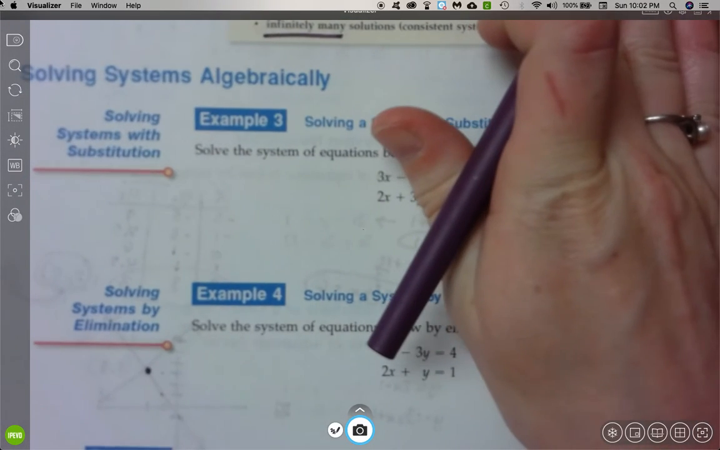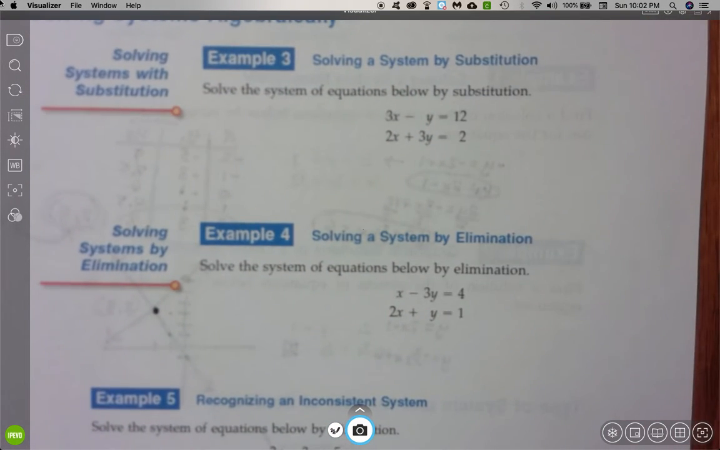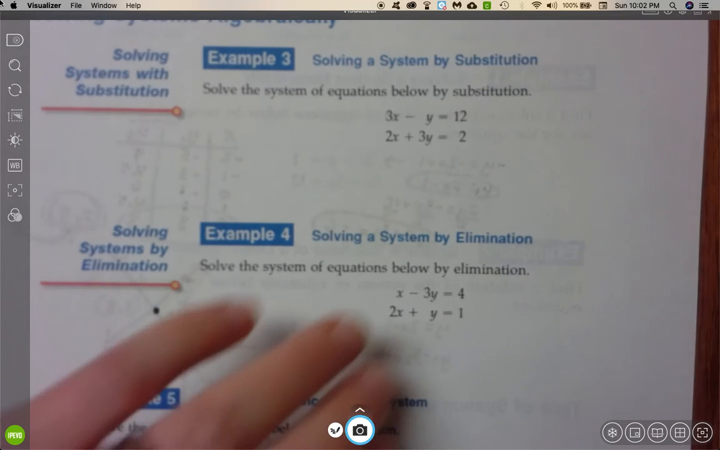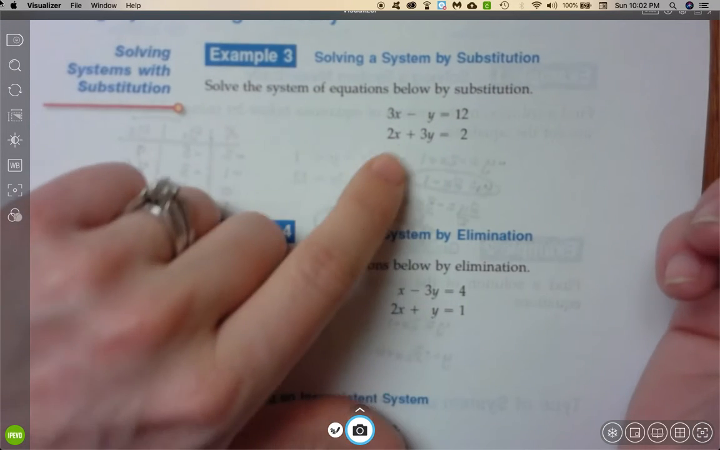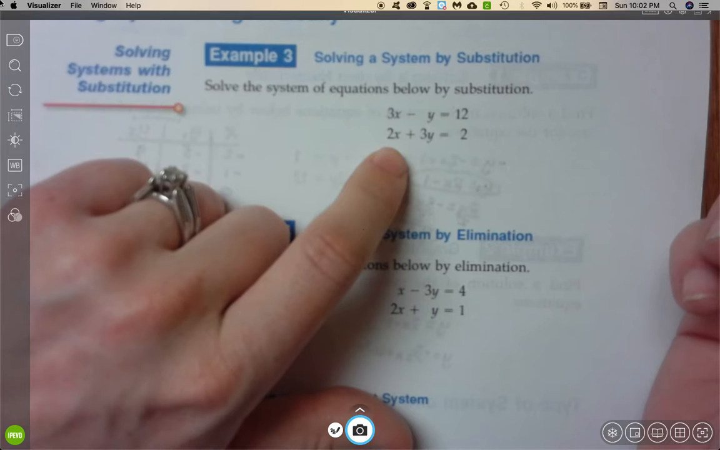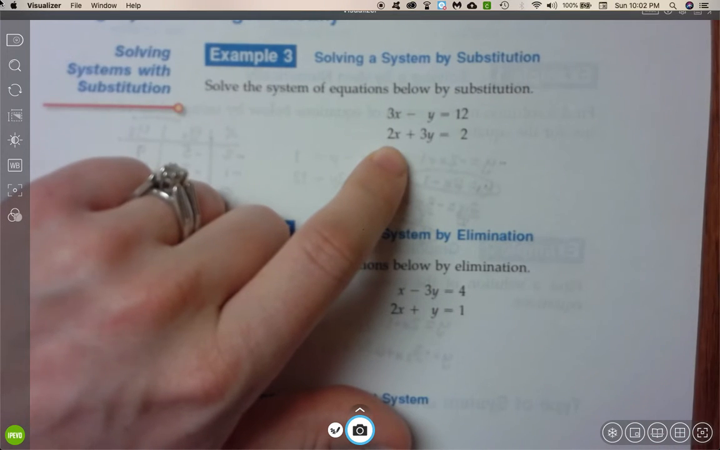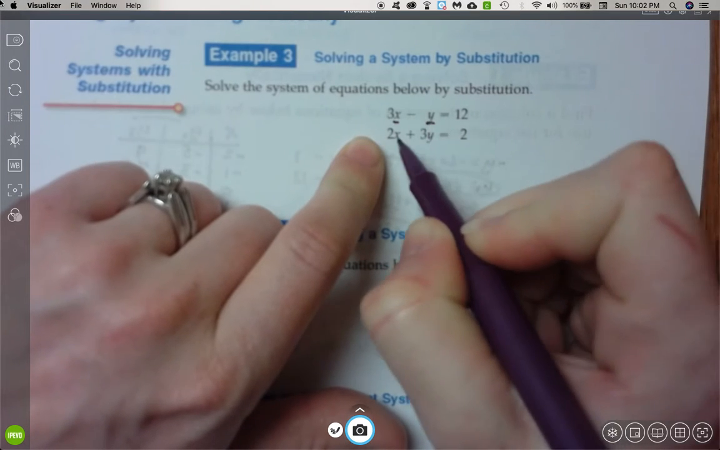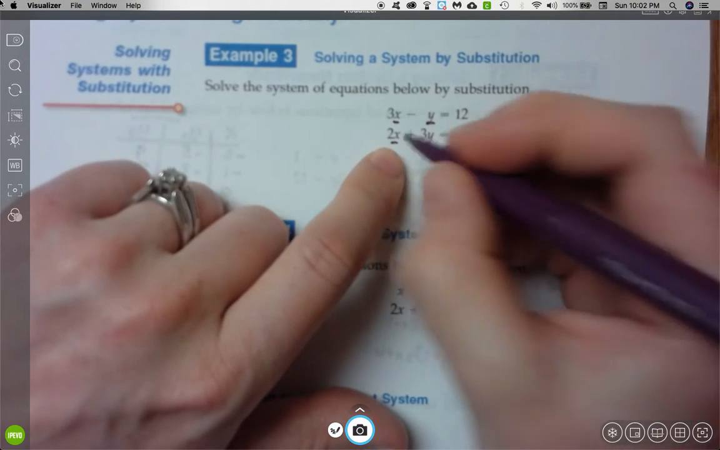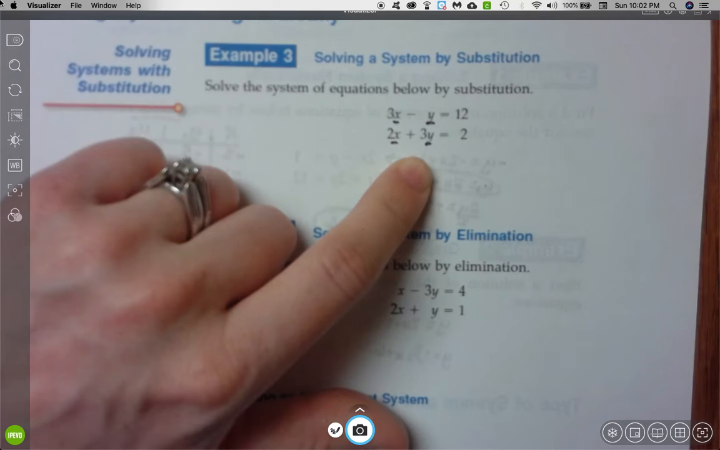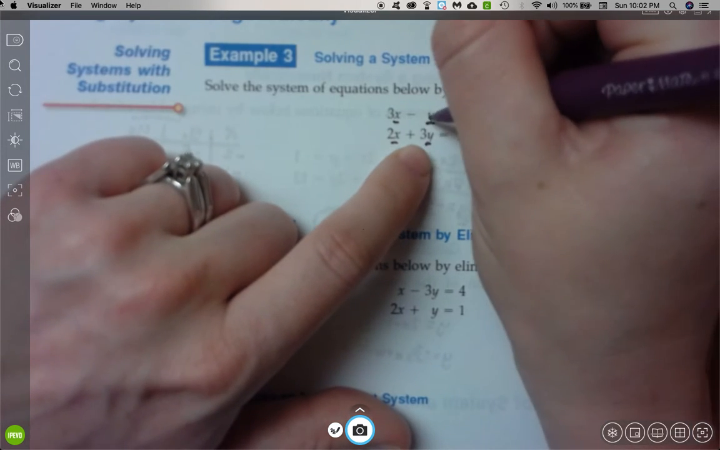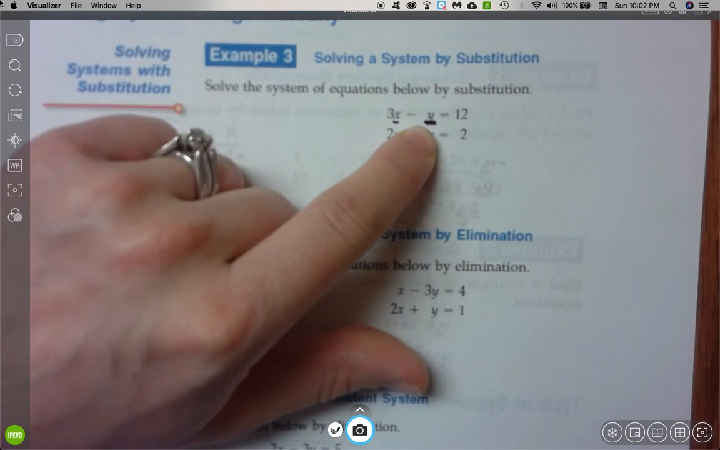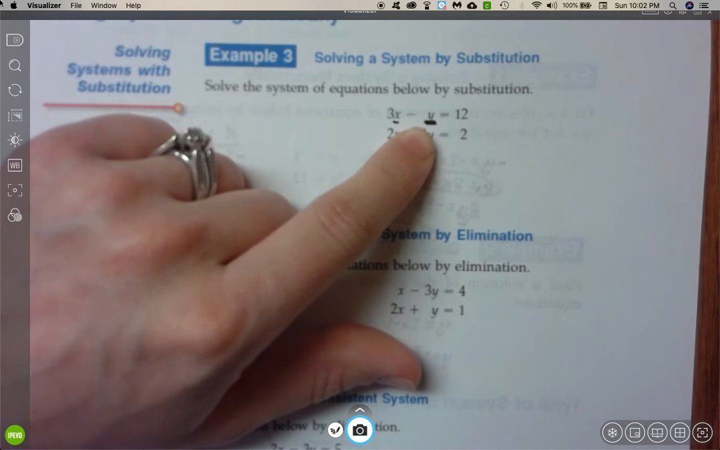Okay, so this one, example 3, they want us to solve the system of equations below by substituting. So we are going to use substitution, and what we have to do is solve one of the equations for a variable. So I can either solve for this x or this y, in either equation. The easiest one to solve for is probably going to be this y right here because he has no number in front of him. So we can rearrange him pretty easily.